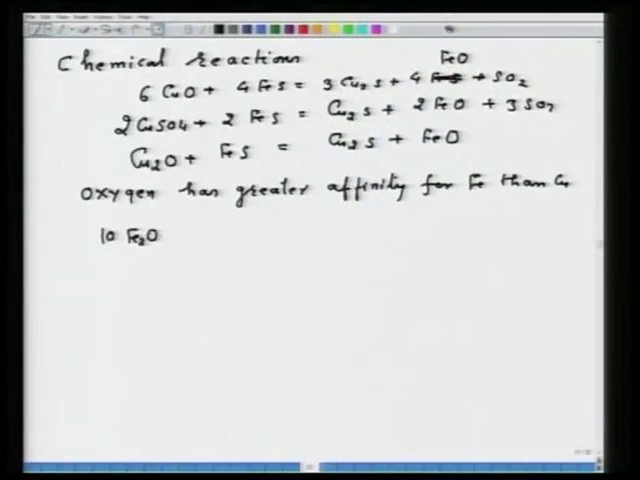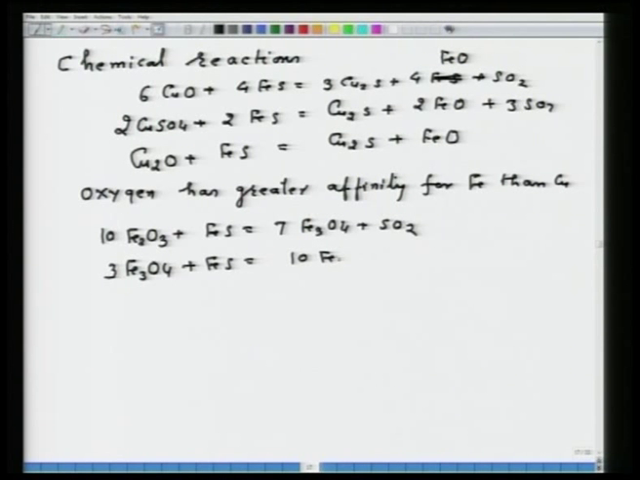So, accordingly 10 Fe2O3 may react with FeS to form 7 Fe3O4 plus SO2, or 3 Fe3O4 may react with FeS and it forms 10 FeO plus SO2. So, FeO and Fe3O4 are dissolved in the slag. Mind you, Fe3O4 is difficult to dissolve as compared to FeO.